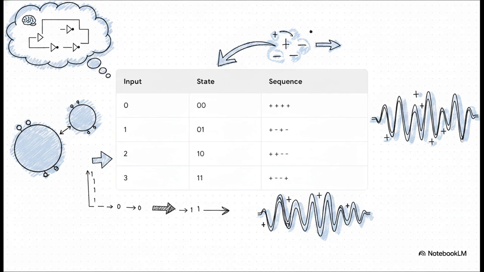Let's trace it. Look at input 1, which is binary 01. That first bit is a 1, so we write plus, minus. The next bit is a 0, so we just copy that exact sequence again. Our final phase row for state 1 is plus, minus, plus, minus. Now look at input 3, binary 11. It starts with a 1, so write plus, minus. But the next bit is also a 1, so we copy the sequence but flip the signs, giving us minus, plus. The final row: plus, minus, minus, plus. Boom! No algebra required.